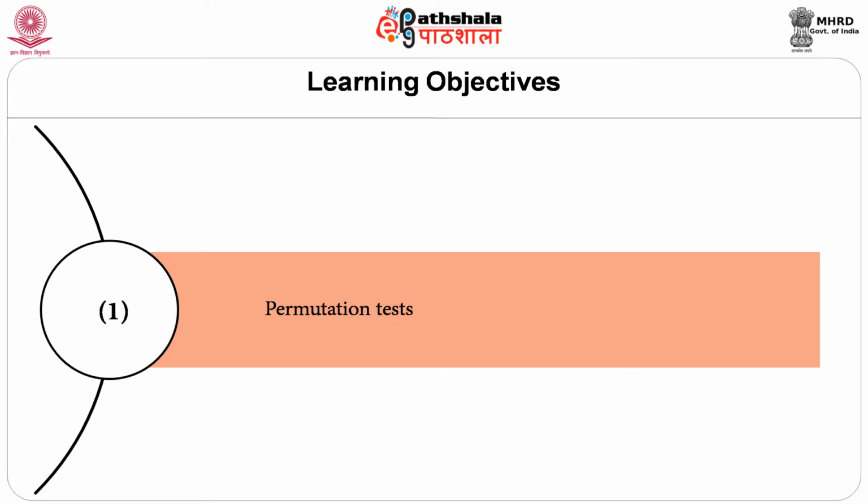Rather, we would be writing a script for the permutation test to see how actually a permutation test works. So, we would create a small data set and then see how to implement the permutation test in context to that.